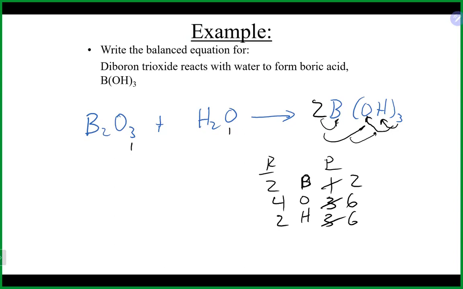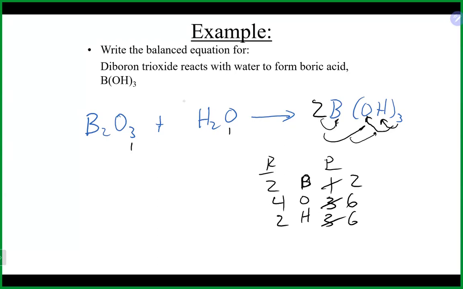Obviously, at this point, I can't do much on the right, so I'm going to go to the left here to try to figure out what I want to do. And once again, I have a choice between oxygen that's in a bunch of stuff on the left and just hydrogen that's in one on the left-hand side. So I'm going to start with the hydrogen as my choice because that seems much easier to balance.